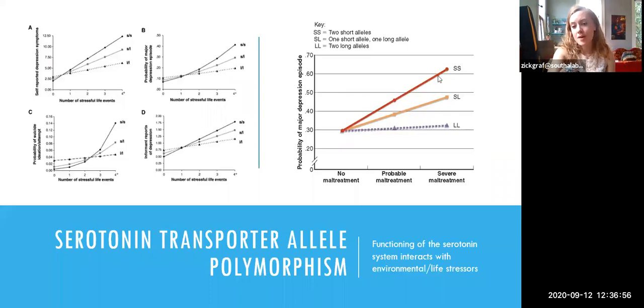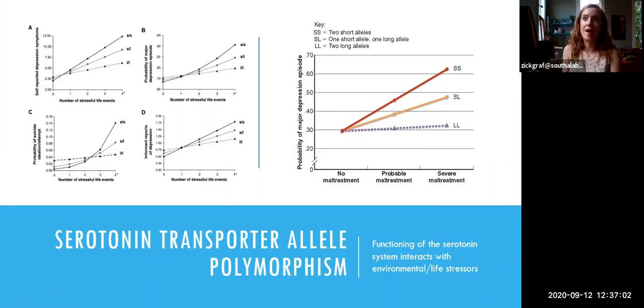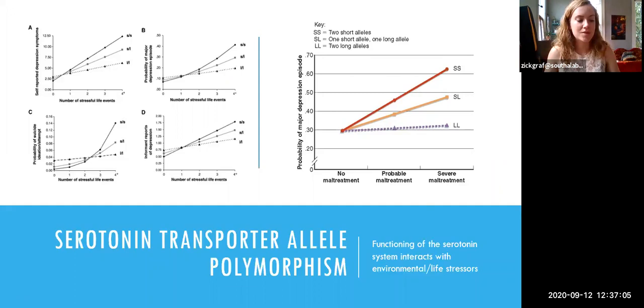So this figure on the right should be familiar. This is a well-known study of the effect of child abuse on risk for depression in people with the short or long allele of the serotonin transporter gene, sorry. So as we talked about in lecture 2, people with 2 short copies of the serotonin transporter gene allele are at elevated risk for depression, but only in the context of life stressors.